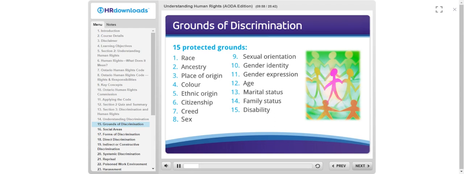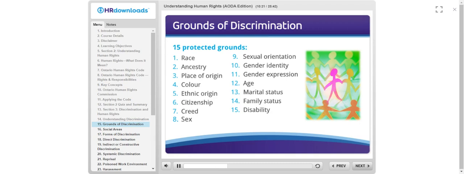You cannot discriminate against another person or group of people because of their: 1. Race, which includes ethnic origin, color, and place of origin. 2. Ancestry. 3. Place of origin. 4. Color. 5. Ethnic origin. 6. Citizenship. 7. Creed, which includes your religion and beliefs.